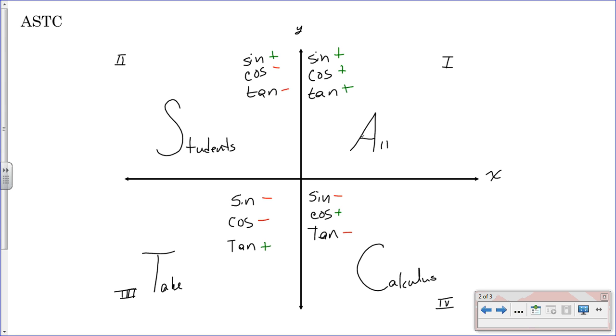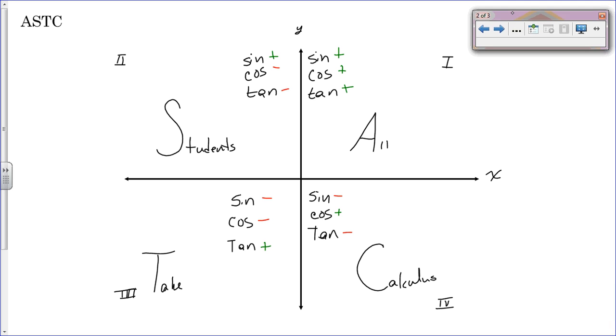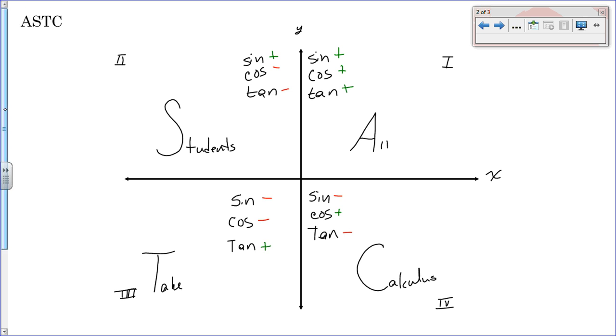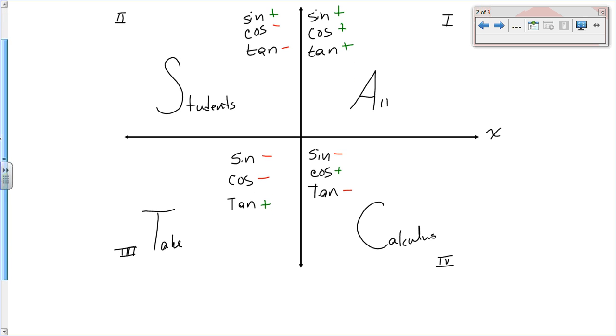Anything you want to use, just remember that in quadrant 1, all the trig functions are positive. In quadrant 2, only sine and cosecant are positive. In quadrant 3, only tangent and cotangent are positive. And in quadrant 4, only cosine and secant are positive. Now you might be asking me, how does this help us to know this? Well, I'm glad you asked.